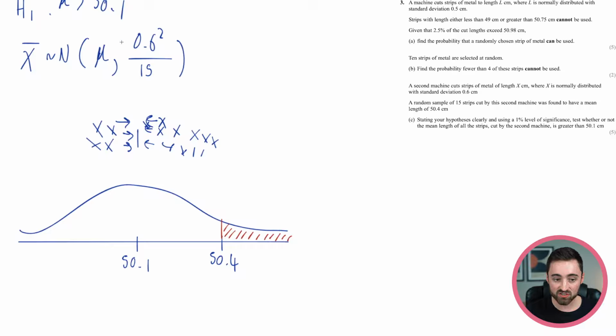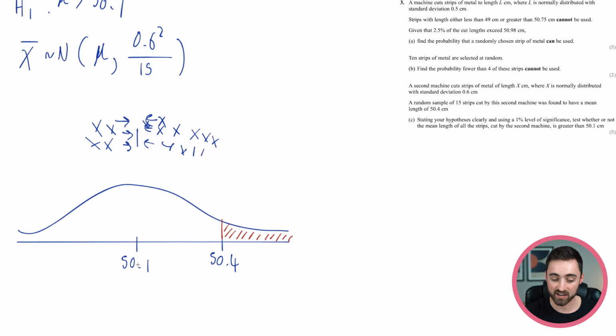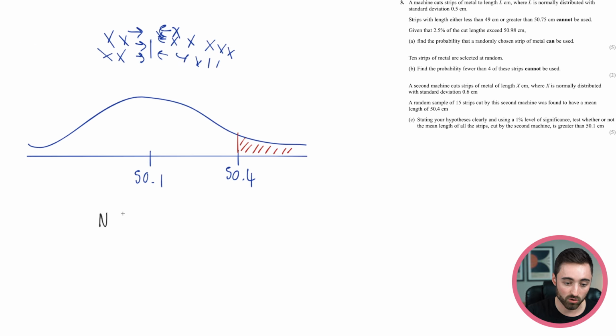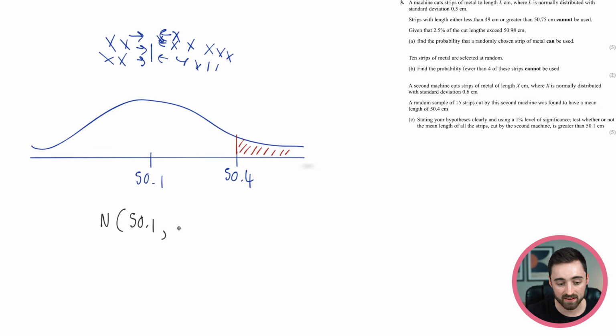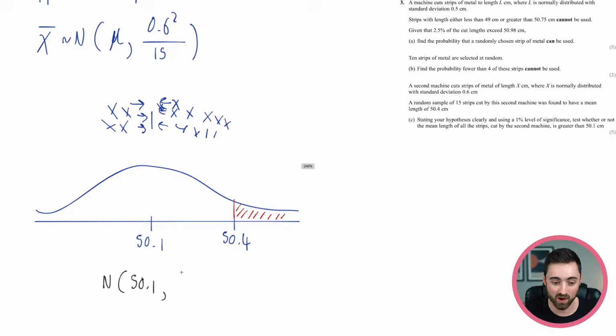So with the distribution now, assuming that they're correct, we have a normal distribution with a mean of 50.1, and now what I'm going to do is write the variance as one number squared, because that's the number I'm going to put into my calculator. So I'm going to do 0.6 divided by the square root of 15, squared, because then when I square it, I get that, don't I?